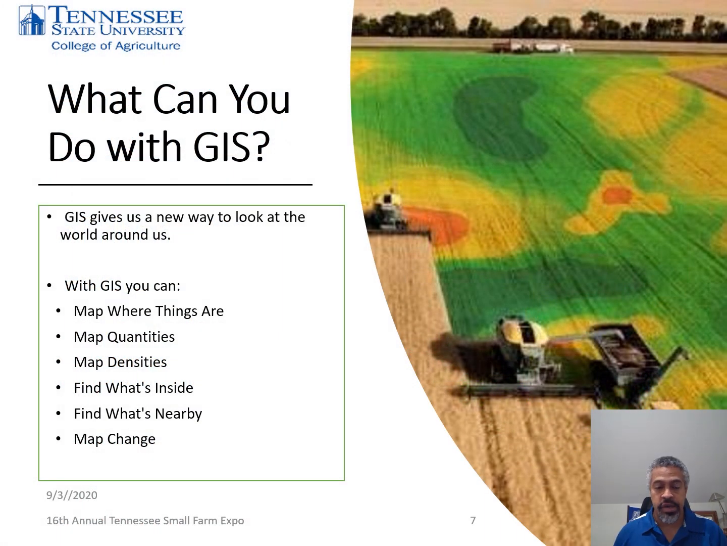So what can you do with GIS? In agriculture, of course, we can do lots of things with GIS, but we can map where things are. We can map quantities of data, or I'm sorry, how much of a certain type of data do we have? How many is in the particular location? Is it more here than it is in someplace else? What is inside a particular plot? What's nearby that plot? And then we can map change over time.